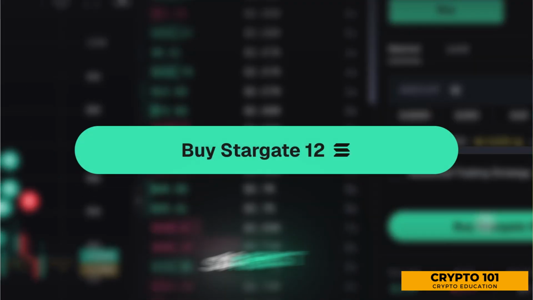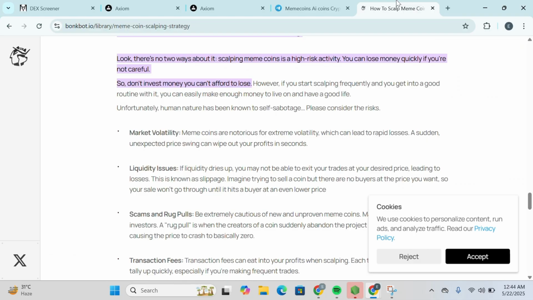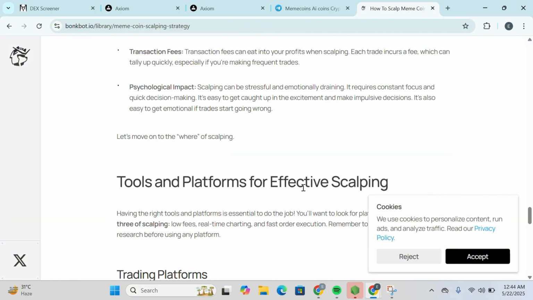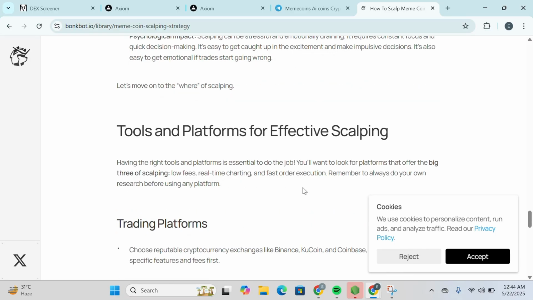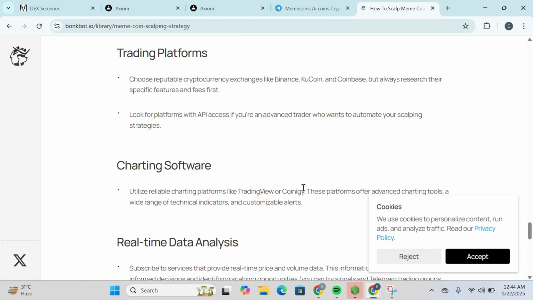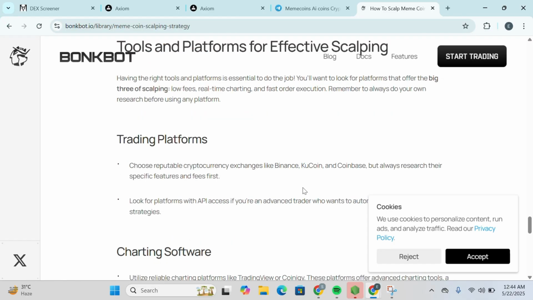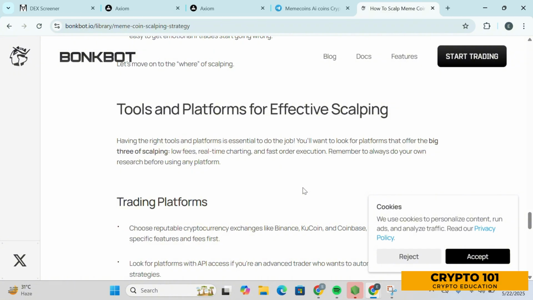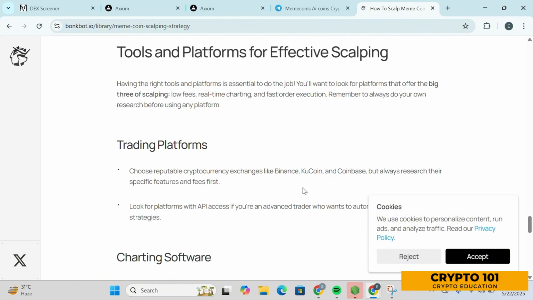So, first is what exactly is meme coin scalping? Scalping is a fast paced trading strategy where you make lots of small trades to profit off tiny price movements. But with meme coins, those tiny movements can turn into 20, 50, or even 100% gains in minutes. The idea is simple: you're not holding and hoping, you get in, ride the pump, and get out before the dump. It's risky, it's fast, but if you follow the right steps, it can be insanely profitable.